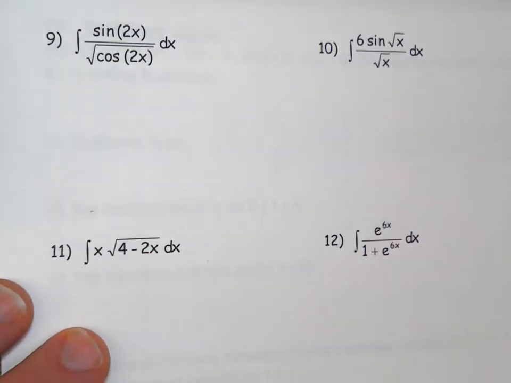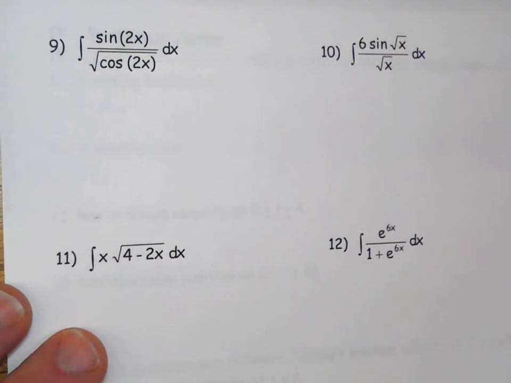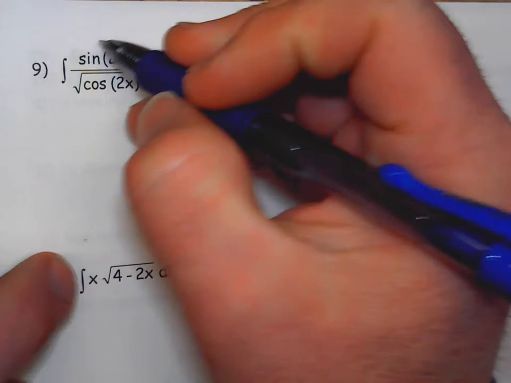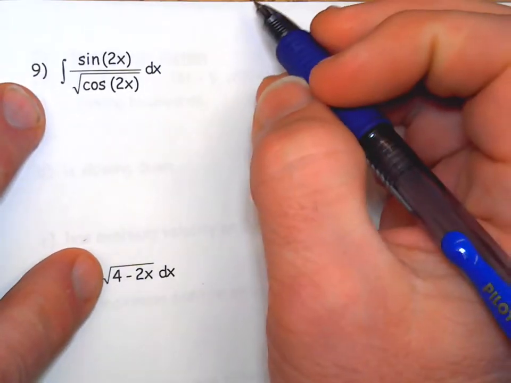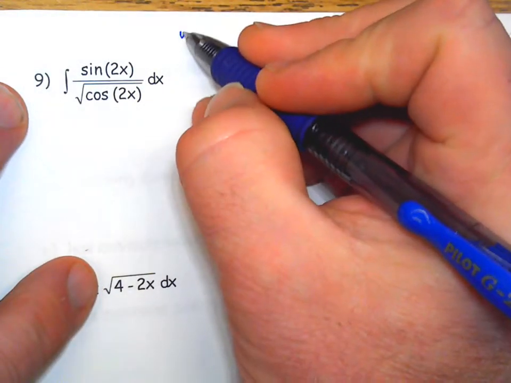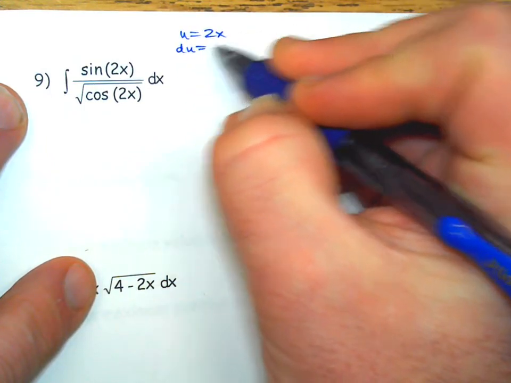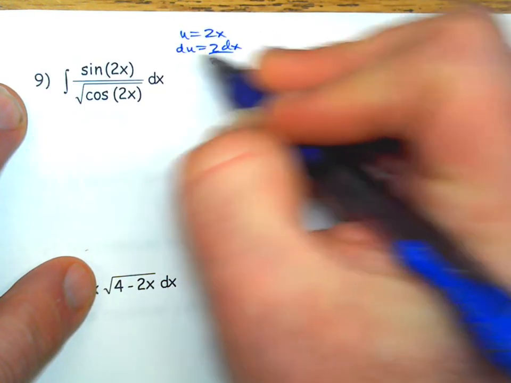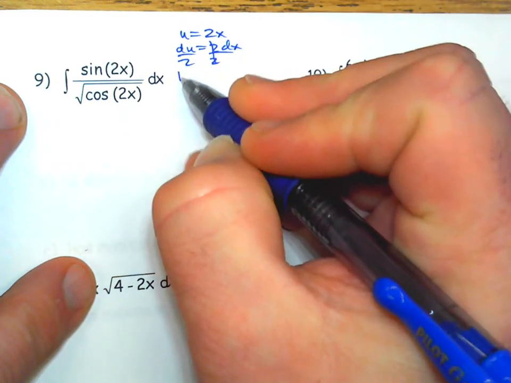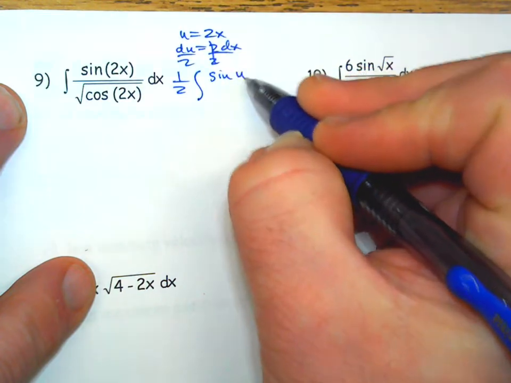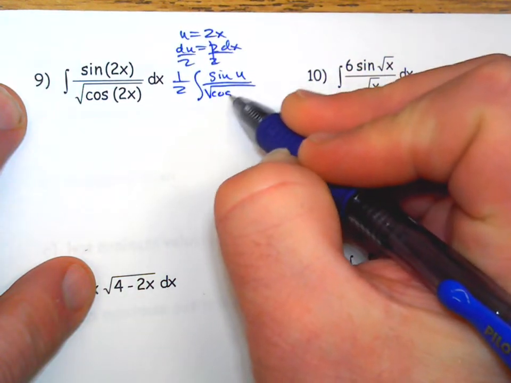So there's a bunch of good practice on here. Now, there's a couple options on this one. And after you've done enough of these, you'll start to see this come in the future. We could do U substitution. U equals 2x, du equals 2 dx. Don't want the 2, so then we rewrite it 1/2 sine of u over the square root of cosine of u du.